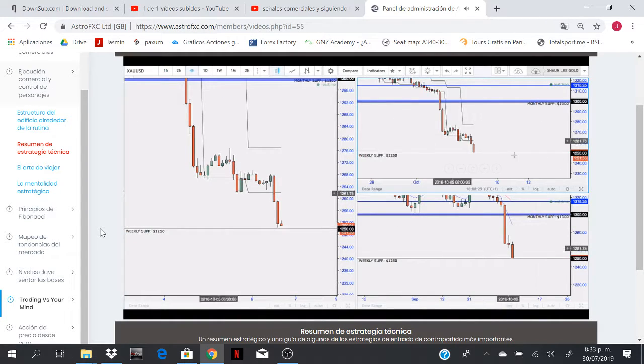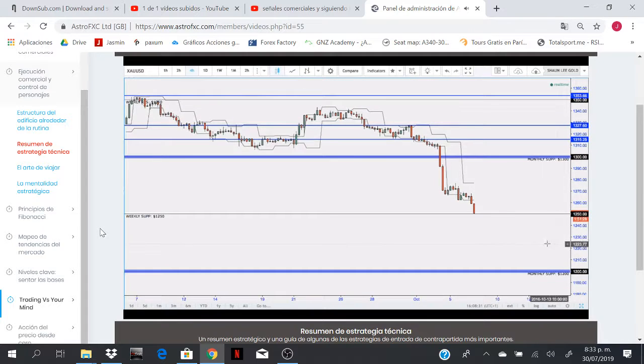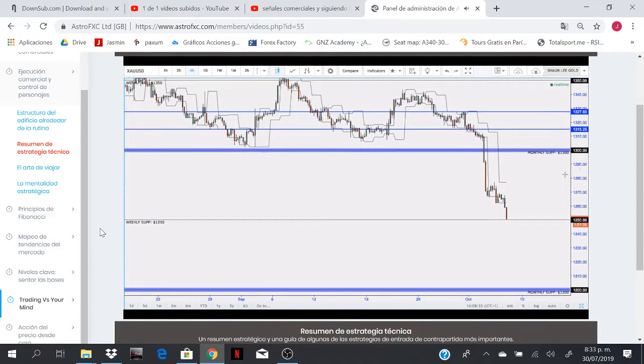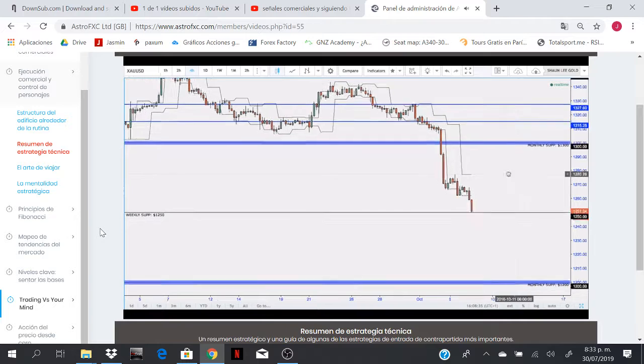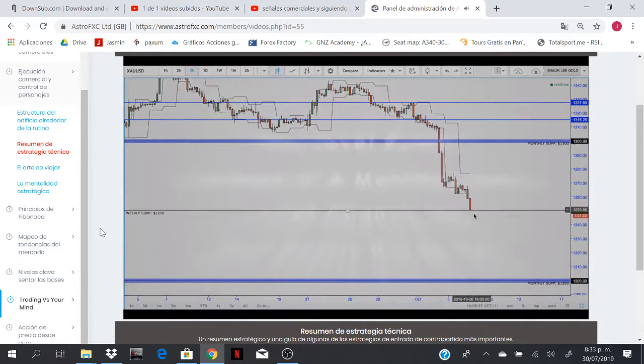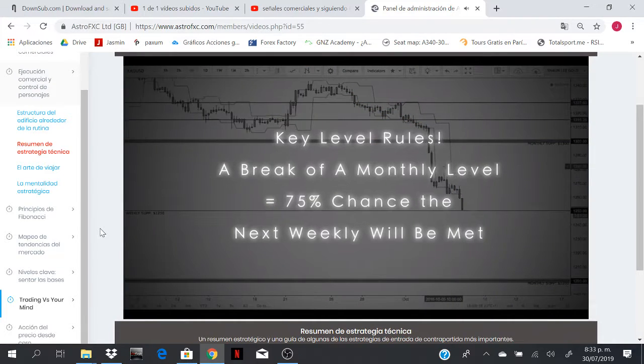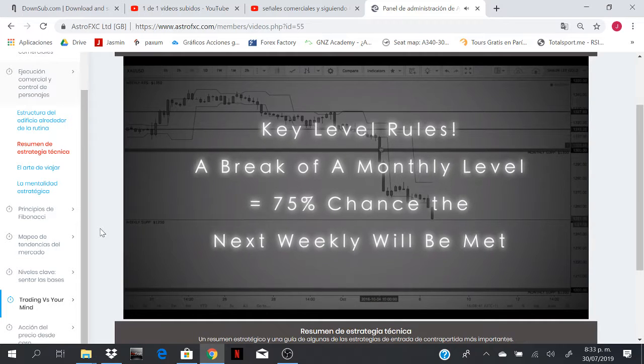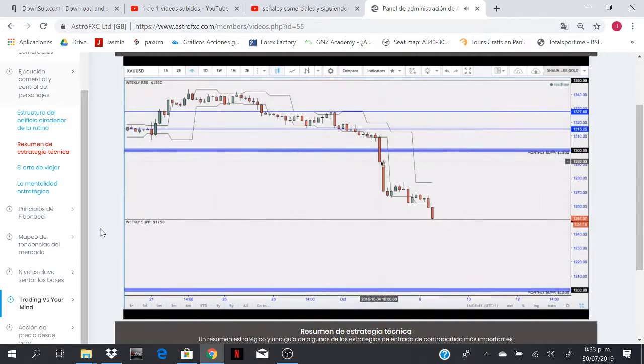If I go to gold now, gold, remember the rules. I'll give you all of the gold levels, guys, 1250s. Remember the rule of if a monthly area breaks, the weekly is the next area of support. Look at the violent breakout we had on gold here. Boom, straight through. That's a sell straight up on that 4-hour close.